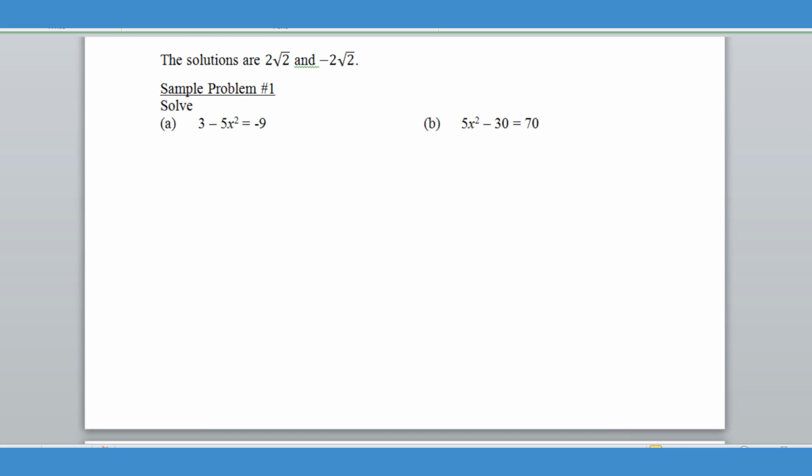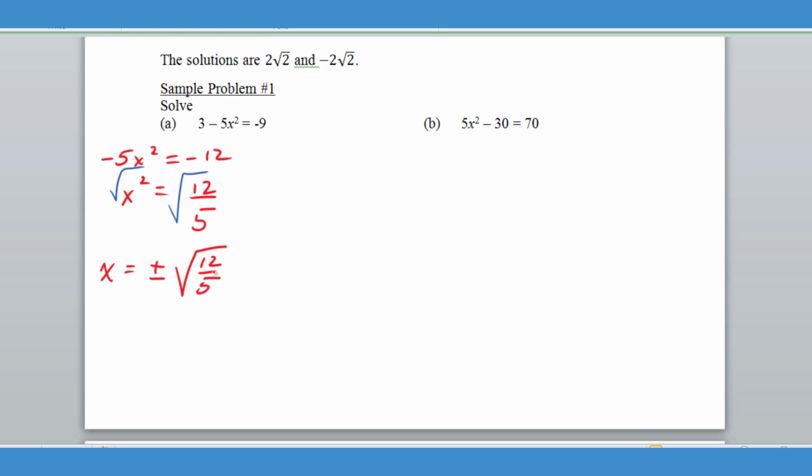Okay, let's take a look at these problems here. So the first thing I want to do is I want to take this and I want to get that x squared term isolated. Now that I have x squared isolated, I can simply take the square root of both sides, and that gives me x equals plus or minus the square root of 12 over 5.